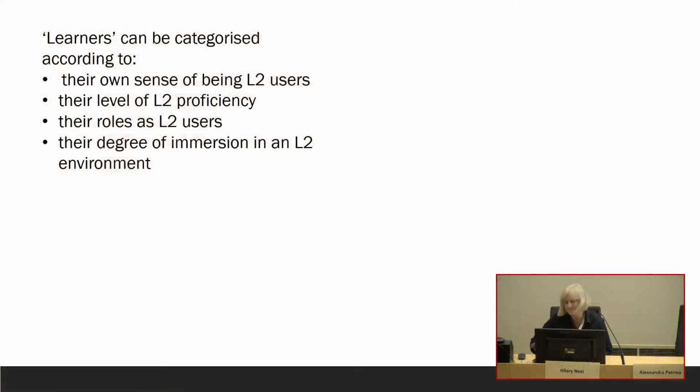So, learners can be categorized according to their own sense of being L2 users. You can go and ask them, are you an L2 user of English or whatever language? Their level of proficiency: in some contexts, if you're teaching English as a foreign language, you know what proficiency level your students are. Their roles: are they lecturers, are they writers of research papers, or are they students, or whatever? And their degree of immersion in an L2 environment. Have they been educated in the medium of English, for example? I'm saying English, it could be anything. And are they now studying in the medium of English? Because that's going to affect the way that they use their second language.